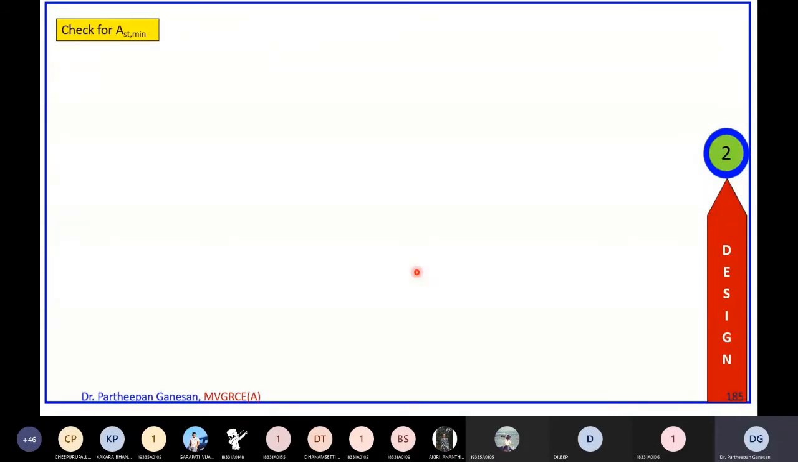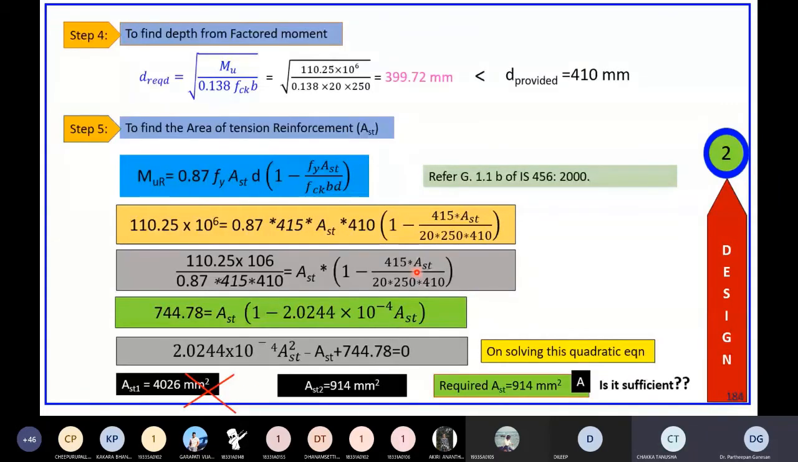Yes, please tell. Again, repeat the slide, sir. Repeat that. Sir, small d is equal to 410. Is it effective depth or provided depth, sir? This is the provided effective depth. This is the required effective depth. This is the provided effective depth.